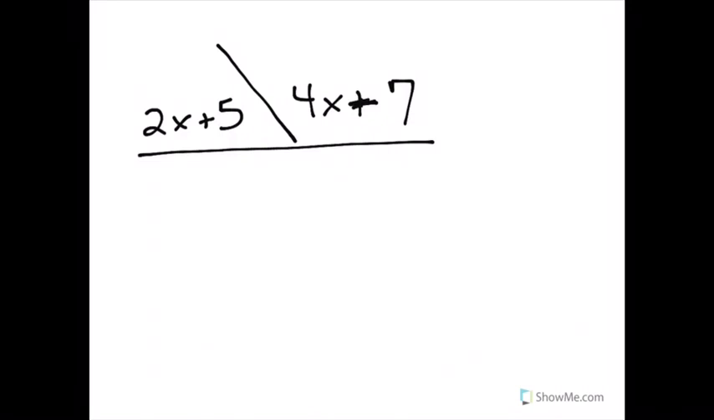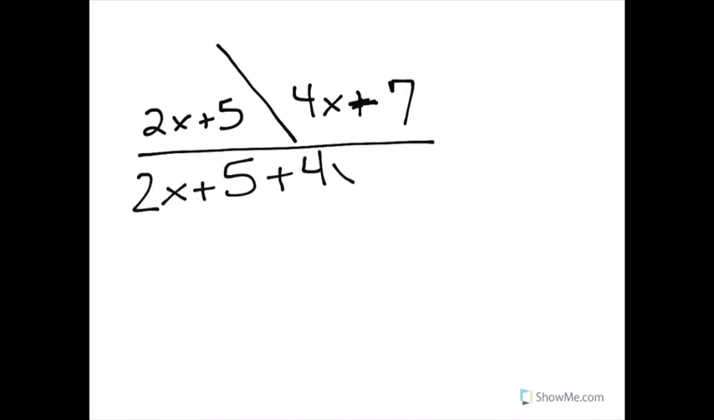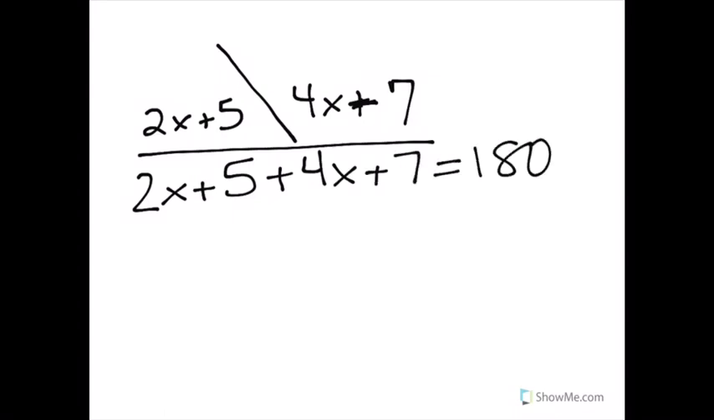Okay, so given this situation, we have two angles. They are supplementary as they do form a straight line. And so we're going to write the expressions into an equation that would total to equal 180 degrees. So we have 2x plus 5 plus 4x plus 7 equals 180 degrees. Notice how I took angle 1 and I'm adding it to angle 2.